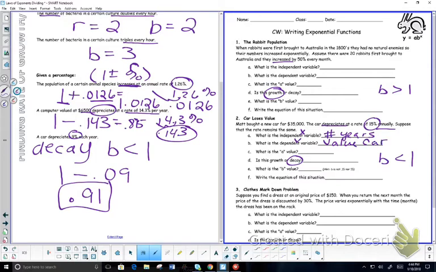So now what's the A value? Remember, the A value is the starting value. At the beginning, at 0 time, my car is worth $35,000. And then since it's decay, I'm talking about 1 minus 15%. 15% as a decimal is 0.15. 1 minus 0.15 is 0.85. Oops, I didn't want that there. I wanted that right here.